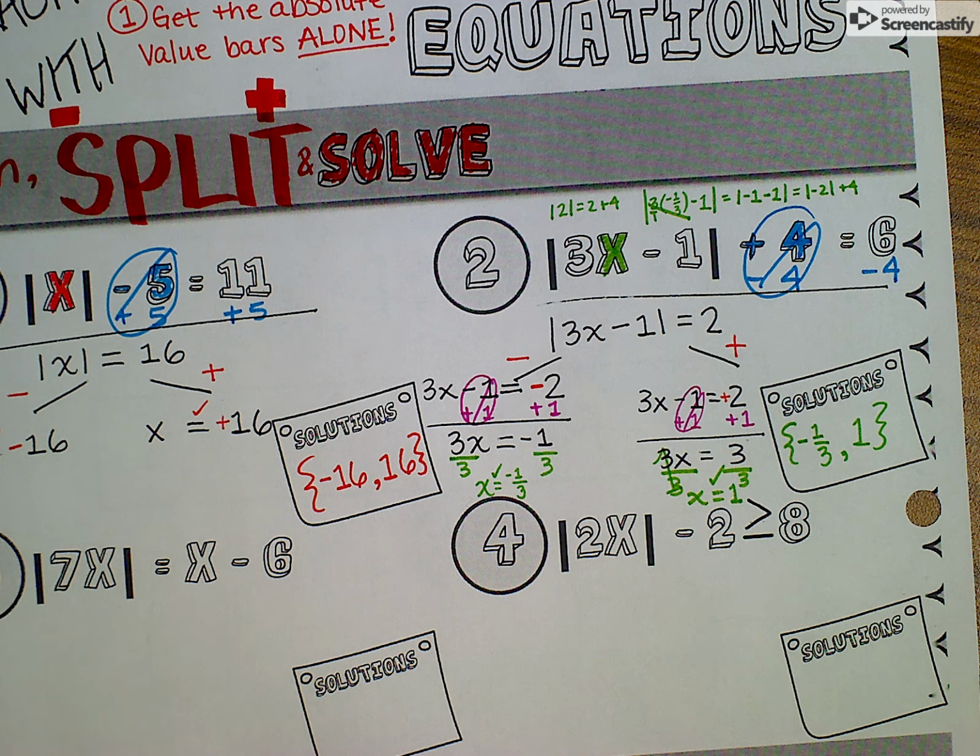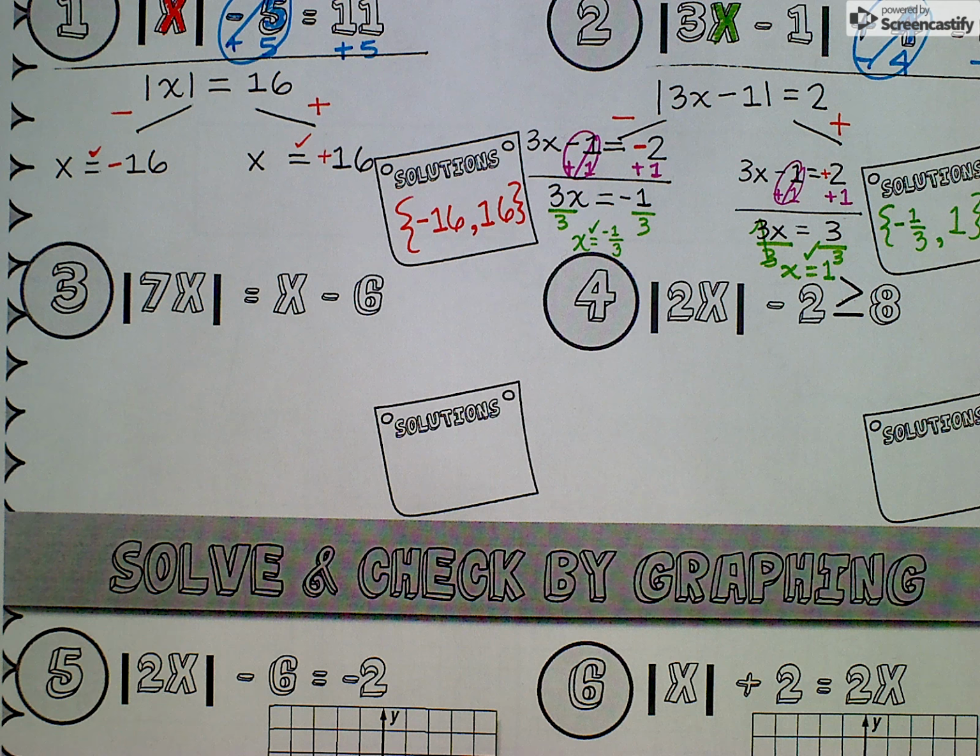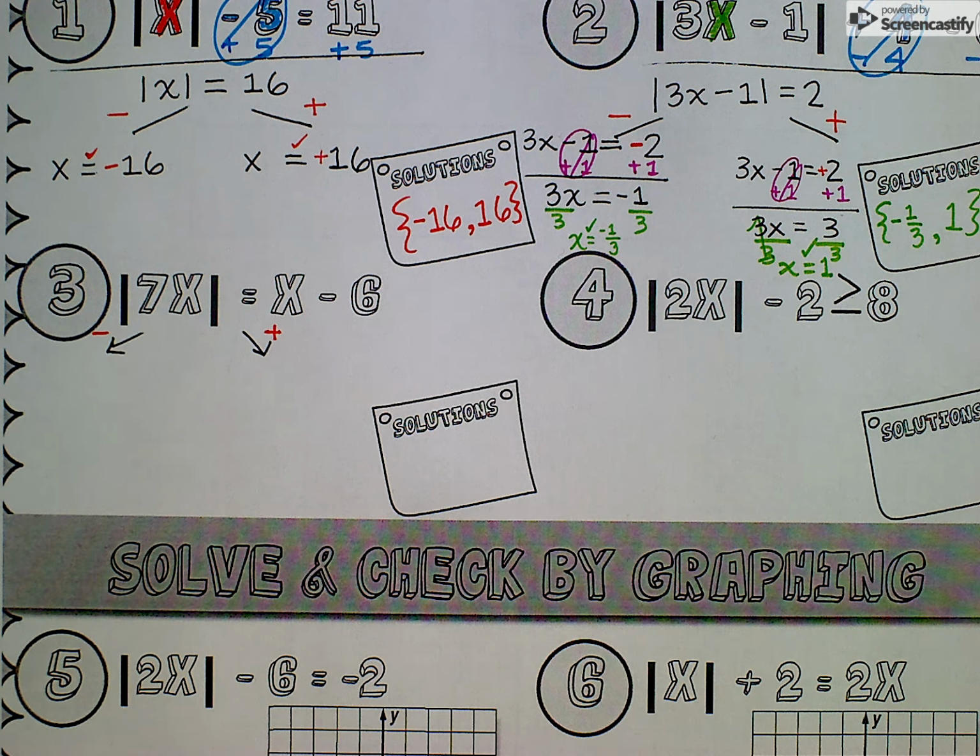Example 3. Now example 3 is a little different because my absolute value bars are already alone. So I immediately split into my negative and positive versions. Now, what I'm going to do first is rewrite everything without my absolute value bars like I usually do.